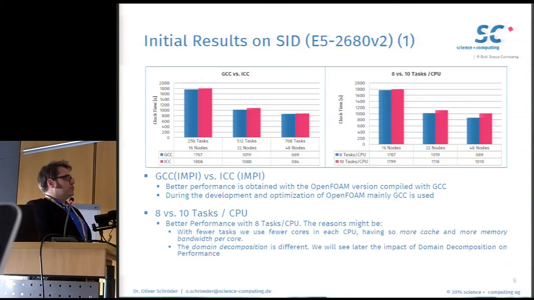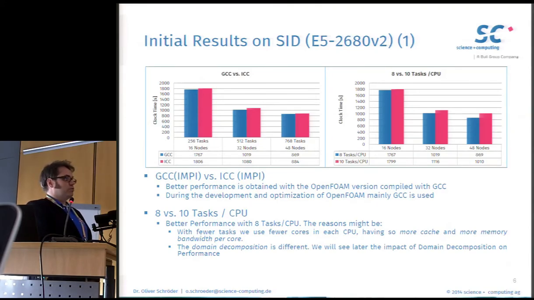The next thing which is interesting is, these investigations are on SID, so I have 10 cores per CPU, and is it better to use all the cores or should we use fewer cores? So we looked at 8 versus 10 tasks per CPU, and what you see here is, blue are the 8 tasks, and again lower is better. And the eye already tells you that the 8 tasks are consistently better.